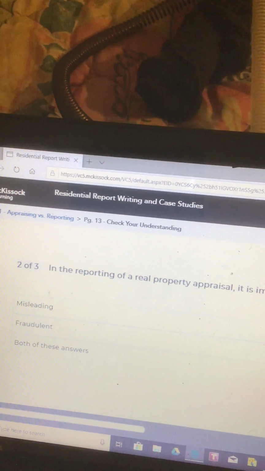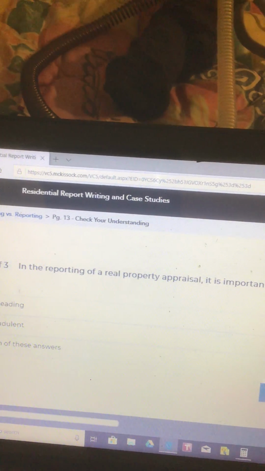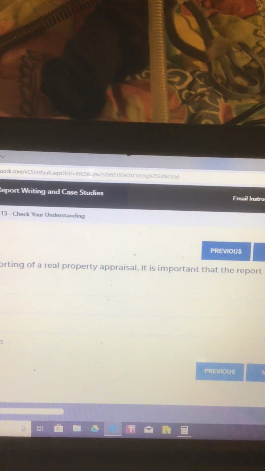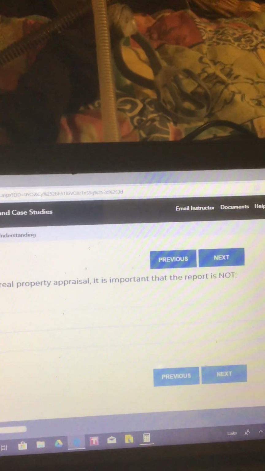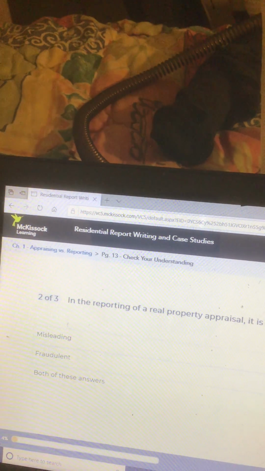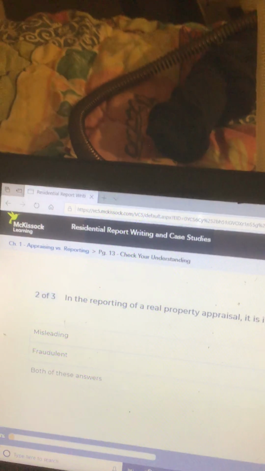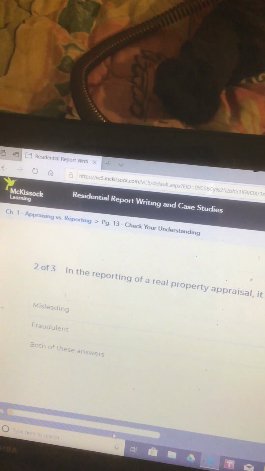Number 2 of 3. In the reporting of a real property appraisal, it is important that the report is not misleading, fraudulent, or both of these answers. I'm going to go with both of these answers.